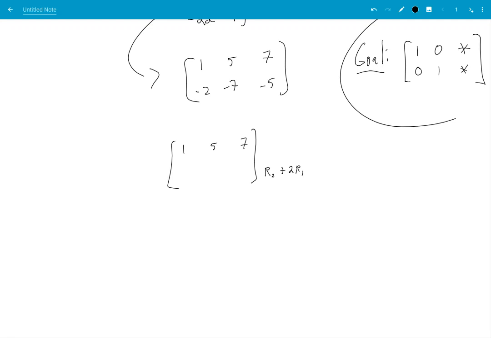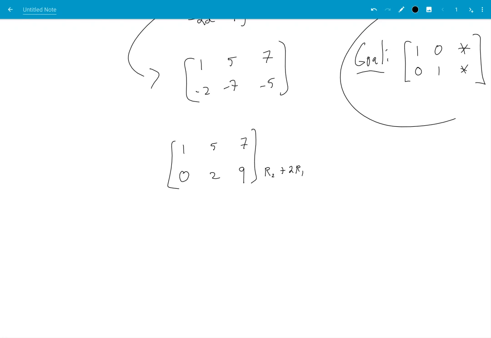Okay, so what do I get? Negative 2 plus 2 is the 0 that I wanted. That's this 0 up here. Then I have negative 7 plus 10, which is 2. Negative 5 plus 14, which is, what's happened here? I feel like something funny has happened here. Negative 5 plus 14 is 9. I'm sensing a mistake.